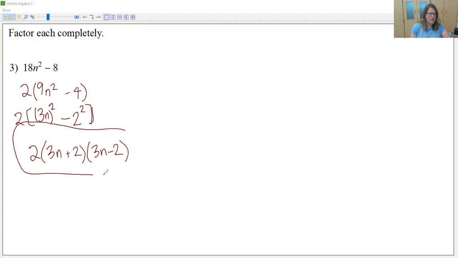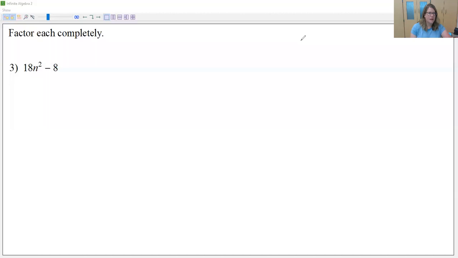Once we pulled out the common factor, we can see that these two terms are both perfect squares. We couldn't see that before. If both of your terms are perfect squares and there's a minus between them, then we can just write out the answer. The square root of 9n squared is 3n. The square root of 4 is 2. So it would be 3n plus 2 times 3n minus 2. Okay, let's try another one.